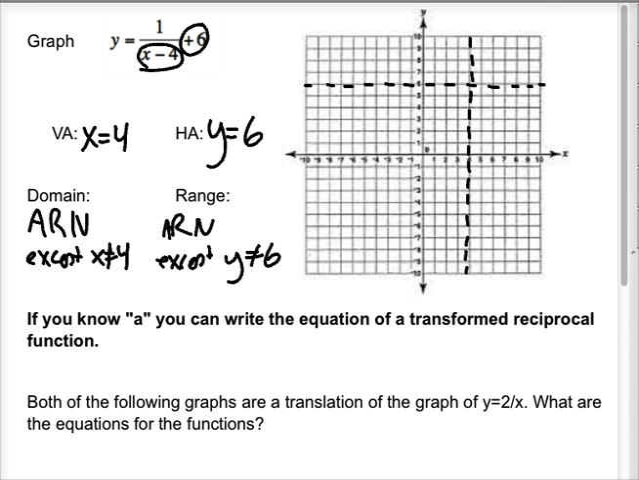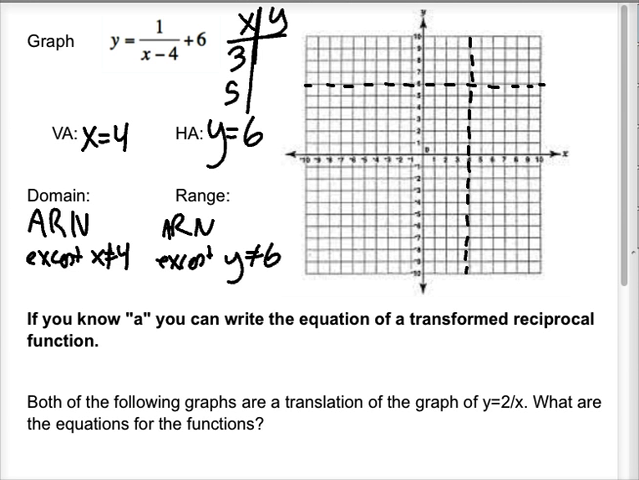All right, now we have to pick 2 points. So I'm going to pick 2 points around that vertical asymptote. So I'm going to use an x of 3, an x of 5. I want 1 on each side of that vertical asymptote, so I get an idea on where my points are, which quadrants my branches end up.